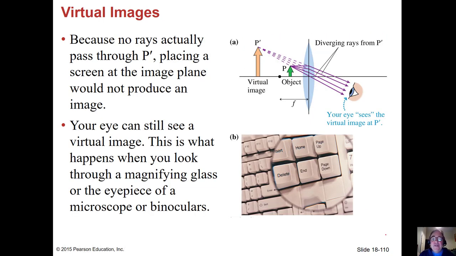Okay, here's what it might actually look like if you have a lens like the one that we're talking about. You put it on a keyboard, and the keyboard is blown up. So this is very useful. Okay, very good. So you can still see it. Your brain still perceives it. It's not really there, but your brain perceives that it's there. So it's almost like magic.